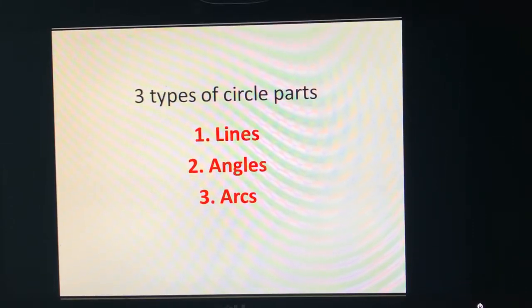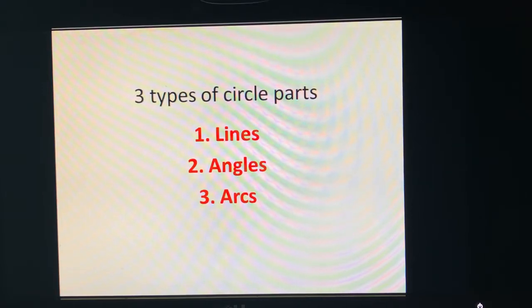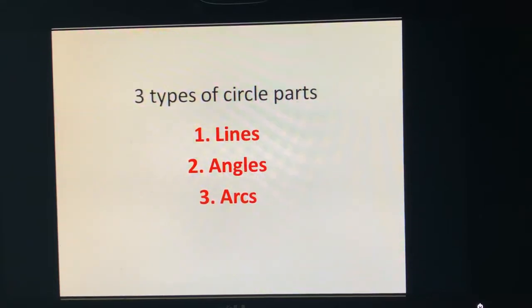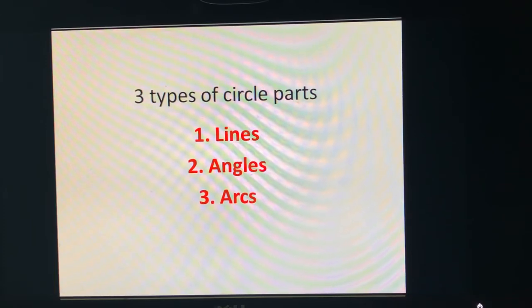All right, so we're going to continue on with circles, and we're going to get into some vocabulary terms that we're going to need to know moving forward. So I think this is a good transition lesson for everybody. So if we look at the different types of parts of circles, at first glance, it's going to seem like a long list, but really you can break it down into three types. We have lines, angles, and then arcs.